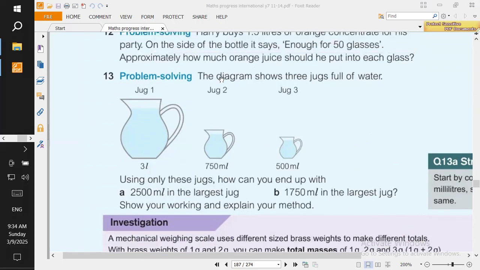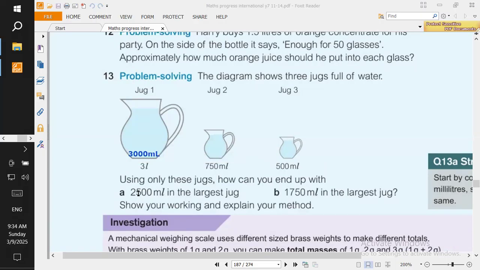For example, this one, problem solving, the diagram shows 3 jugs full of water, jug 1, 2, and 3. This one has 3 liters. This one 750 milliliters, 500 milliliters. Using only these jugs, how can you end up with 2,500 milliliters in the largest jug? In the largest jug. So first, I have to make them have the same units. So 3 liters means what? Very good. Means 3,000 milliliters because each liter is 1,000 milliliters.